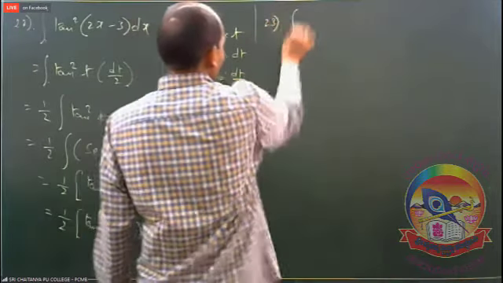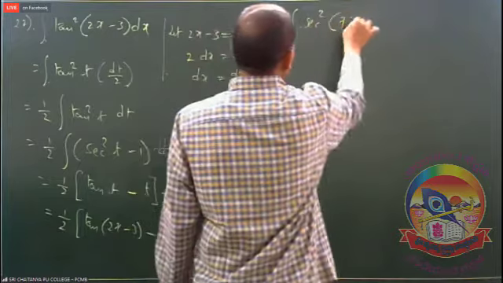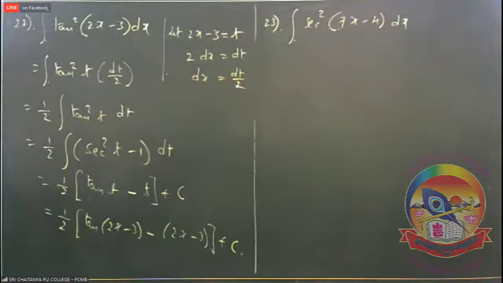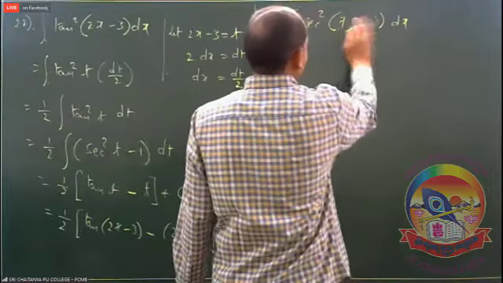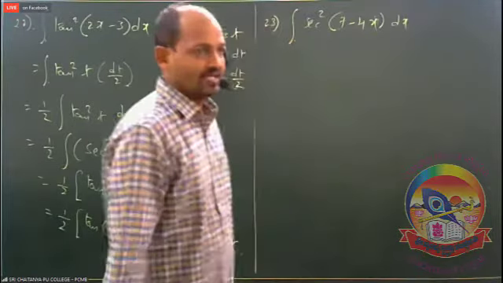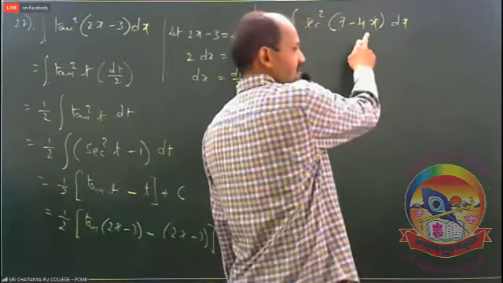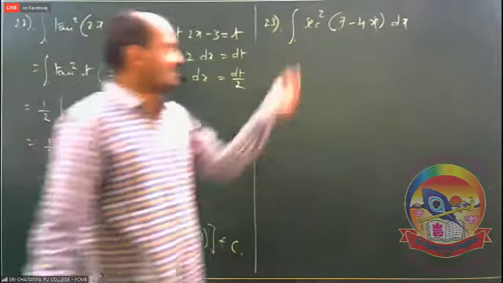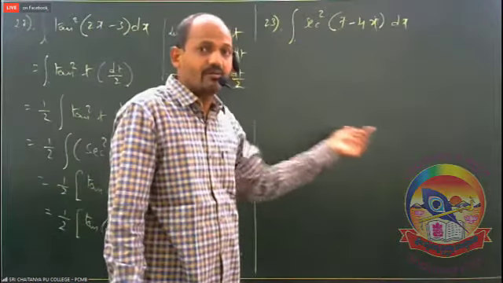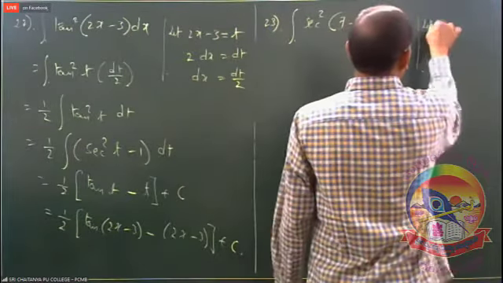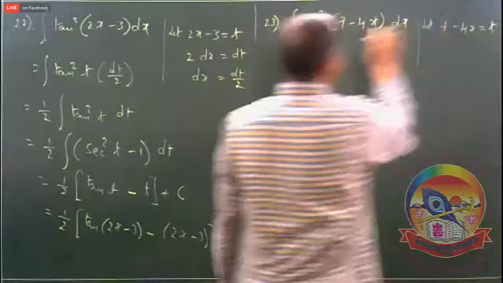Next, integral of secant square (7 minus 4x) dx. 7 minus 4x, consider it as t. Or directly we can apply the direct formula: integral of secant square is tan, but divided by the derivative of 7 minus 4x. Or we can substitute: let 7 minus 4x is equal to t.